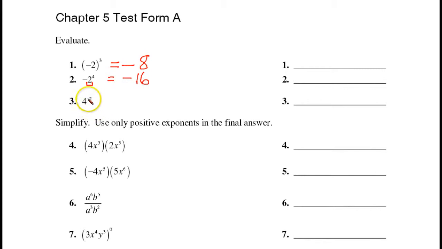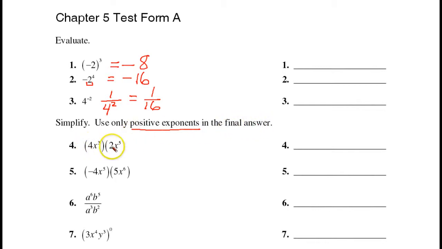Now here we have a negative exponent, which just means we're going to take that 4, bring it down to our denominator, and as that negative 2 crosses the division bar, the sign changes. So this becomes then a 1 over 4 squared, which is 16. Now here the key is use only positive exponents in your final answer.